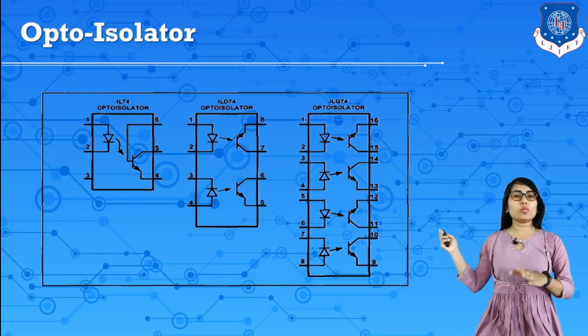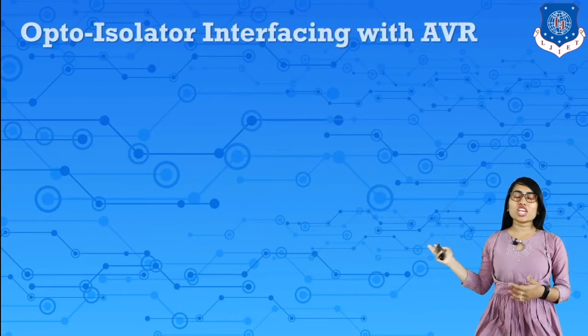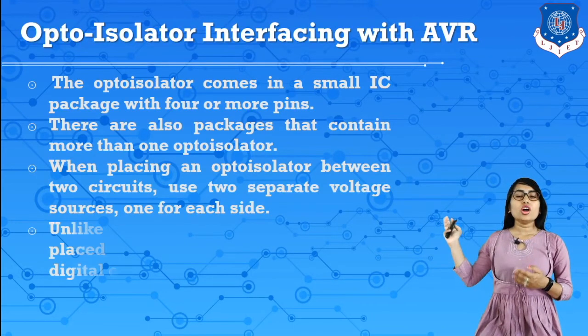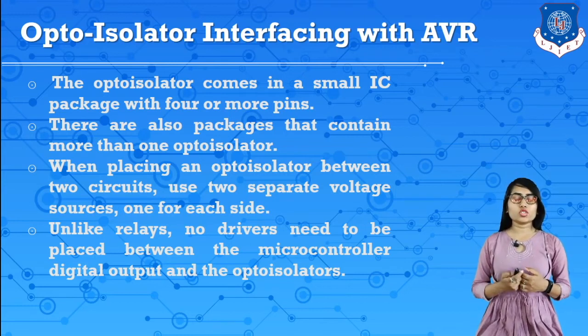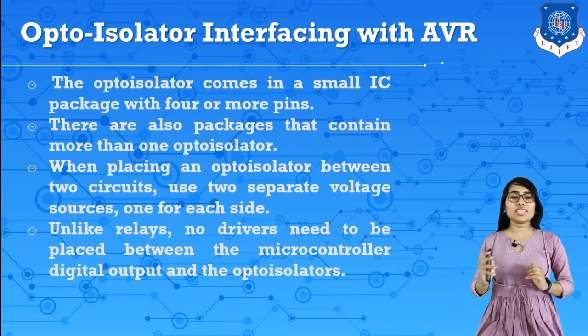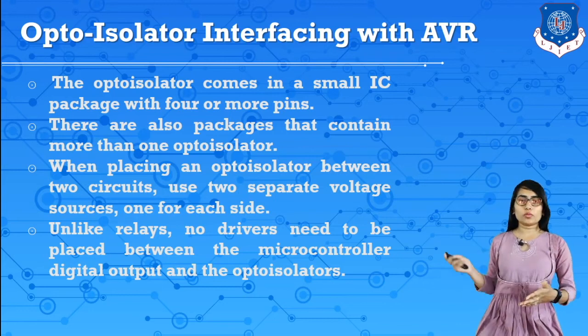So this is opto isolator packaging. Depending on requirement, any of the packages can be used. Here we have an opto isolator interfacing with AVR. An opto isolator comes in a small IC package with 4 or more pins. There are also packages that contain more than one opto isolator. When placing an opto isolator between two circuits, use two separate voltage sources, one for each side. Unlike relays, no driver needs to be placed between the microcontroller digital output and the opto isolator.